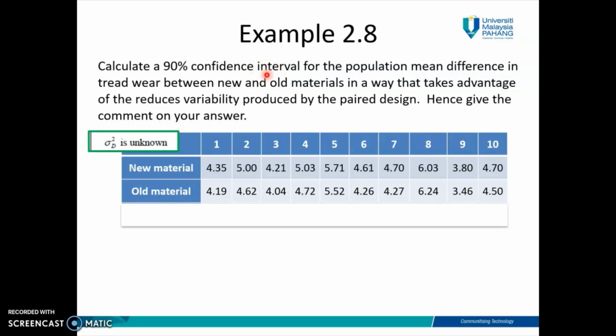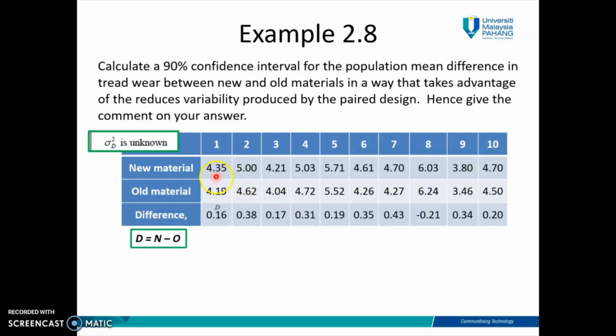calculate the differences by taking new material minus old material. Which means that each individual data from the new material will minus its pair in the old material. So this data is paired with this data is paired with this data. That's why dependent samples is sometimes also called paired data. Okay, so you subtract the pairs by doing new material minus old material and you will get a new data set. So this is the data of the differences. This new data set that you calculated is the data on the differences between the new and old material.